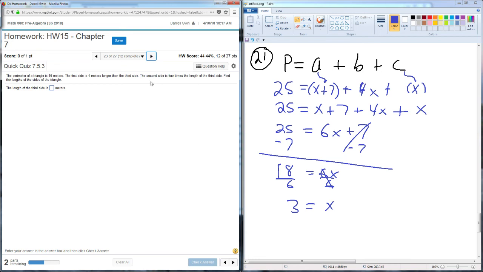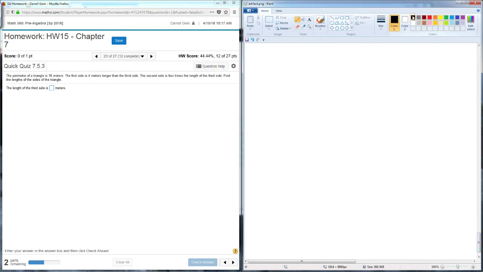Okay, perimeter of a triangle. This one we actually solved for how many meters? Okay, 23. Perimeter of a triangle is 16 meters. So perimeter of the triangle equals first side plus second side plus third side. So the perimeter, it says, is 16 meters. First side is 4 meters longer than the third side. So we're going to call the third side x. If it's 4 meters longer than the third side, x plus 4.